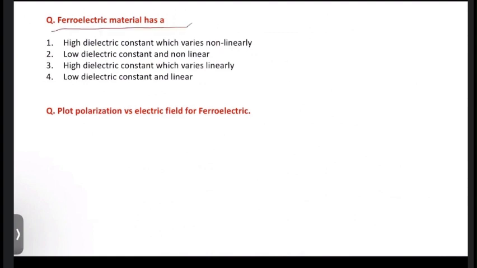Ferroelectric material has, we have to see which option is correct. Option 1, high dielectric constant which varies non-linearly; low dielectric constant and non-linear; high dielectric constant which varies linearly; or low dielectric constant and it is linear. Which option is correct?